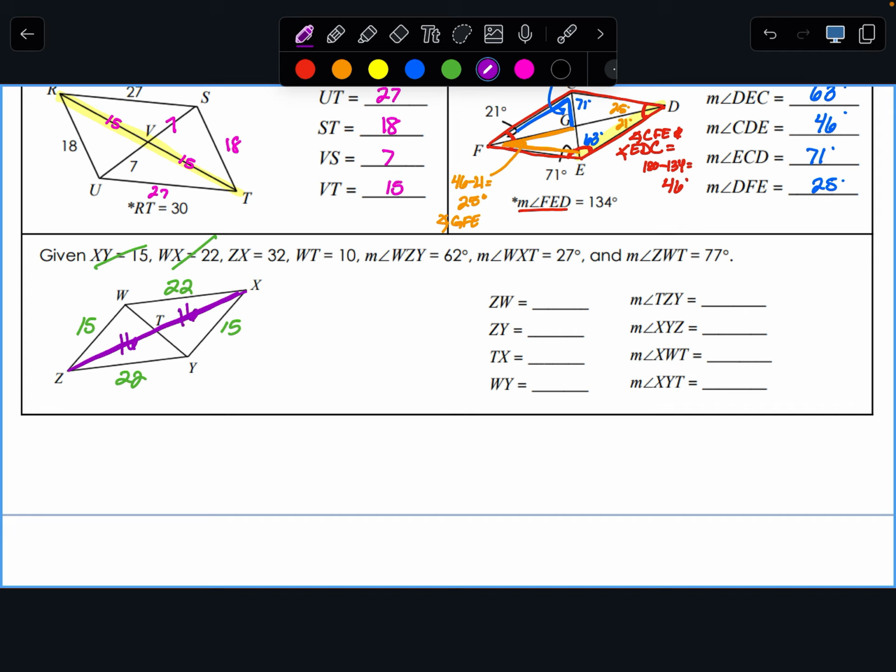ZX doesn't match anything else in the shape. But I know it's bisected. The diagonals are not equal, but I know that it's bisected, so I can get that right away. So then WT is 10. Here's WT. So what else do I know is 10? TY.